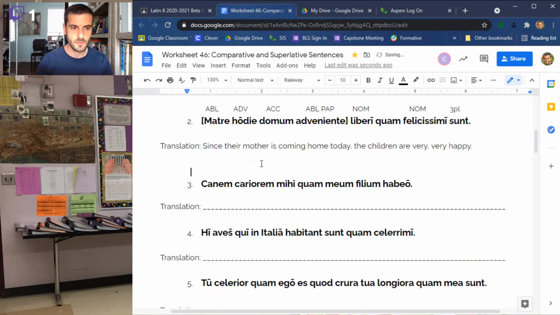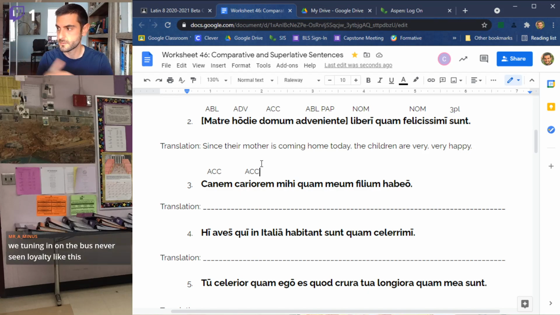All right, moving right along, number three, we start with an accusative, canem, that's a dog. Carus in Latin means dear or precious, so carior would be more dear, more precious.